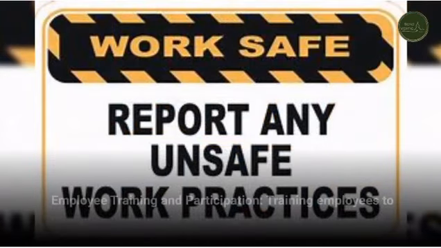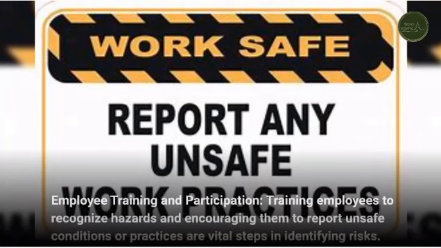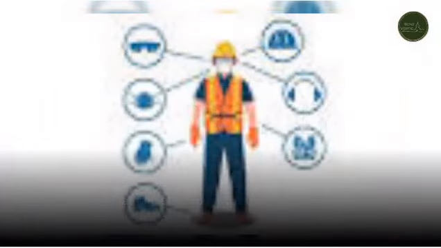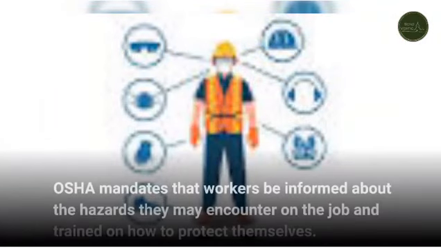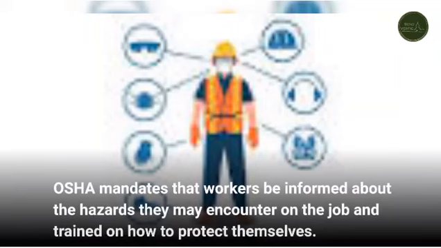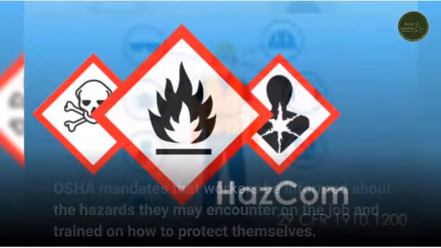Employee training and participation. Training employees to recognize hazards and encouraging them to report unsafe conditions or practices are vital steps in identifying risks. OSHA mandates that workers be informed about the hazards they may encounter on the job and trained on how to protect themselves.